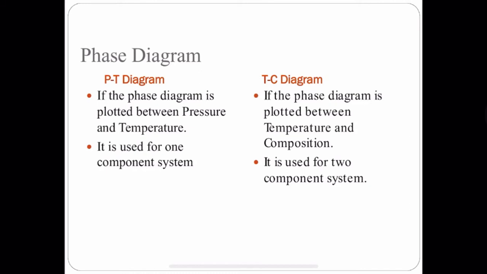It is used for only one component systems. One component systems, you all know, are the water system and the sulfur system. So the PT diagram is only for the water system and the sulfur system.